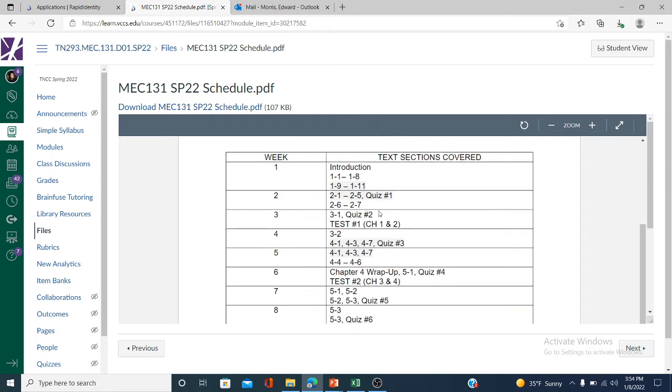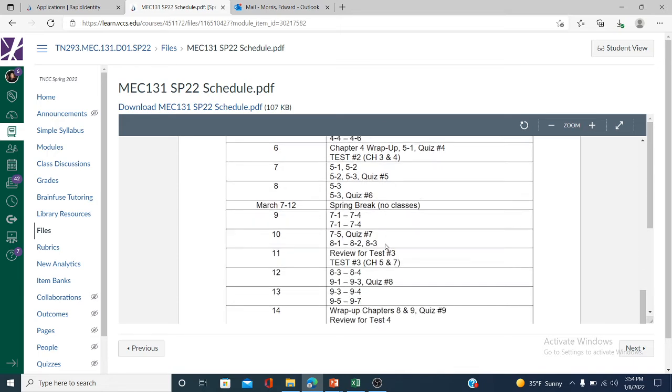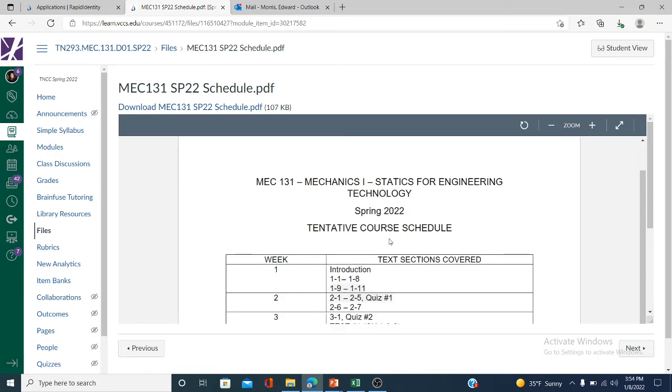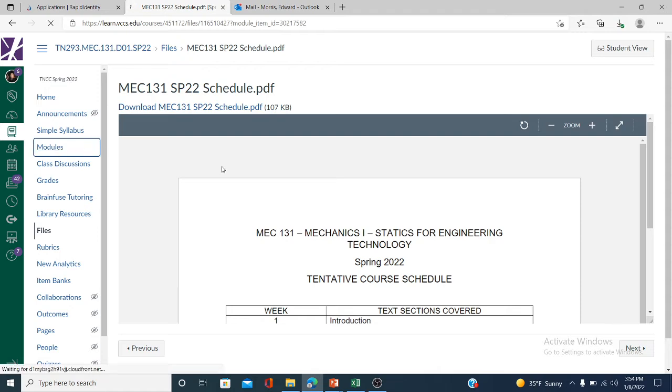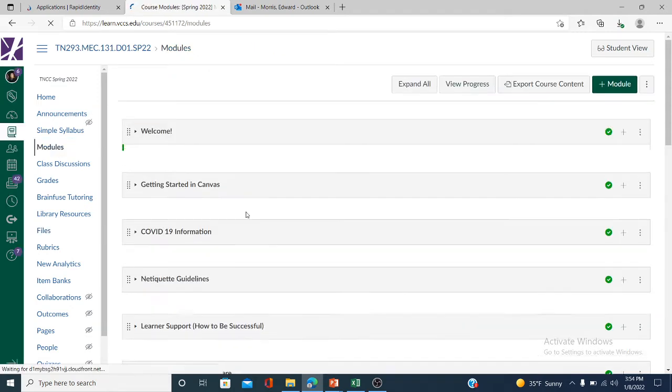I know it says quiz 1, quiz 2, but that might be bumped to the following week. It just depends on how we progress in the class, all right? So we will do our best to try to stick to this schedule, okay? And let's see.